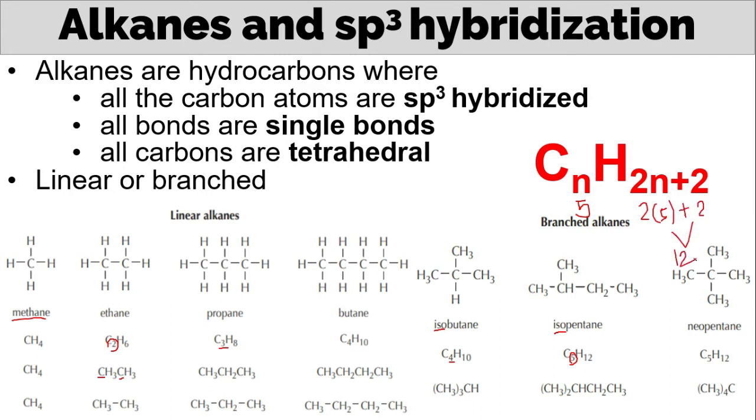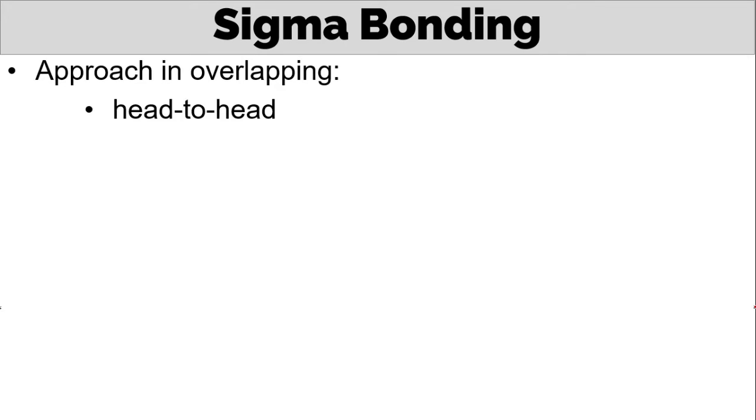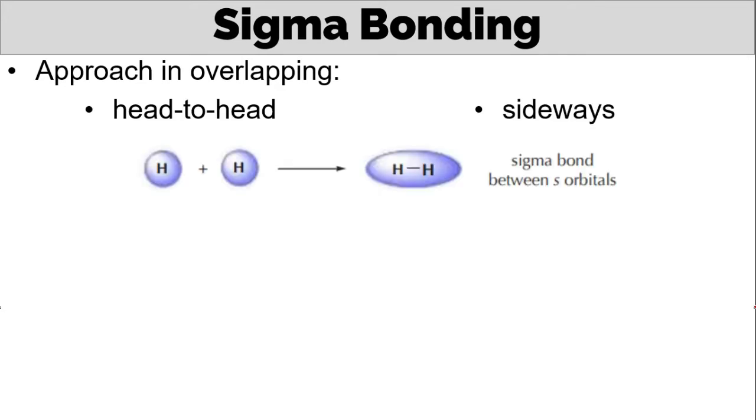So this is the formula for alkanes. When atomic orbitals of different atoms overlap to form covalent bonds, they may approach each other in two major ways. We have the head-to-head overlapping and the sideways overlapping. Only head-to-head overlap is possible with s orbitals because they are spherical.